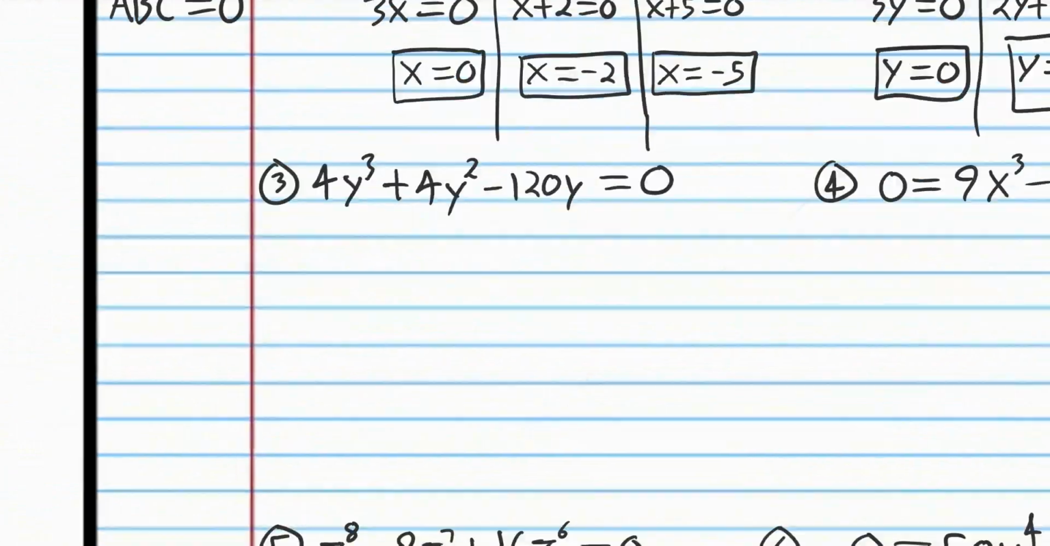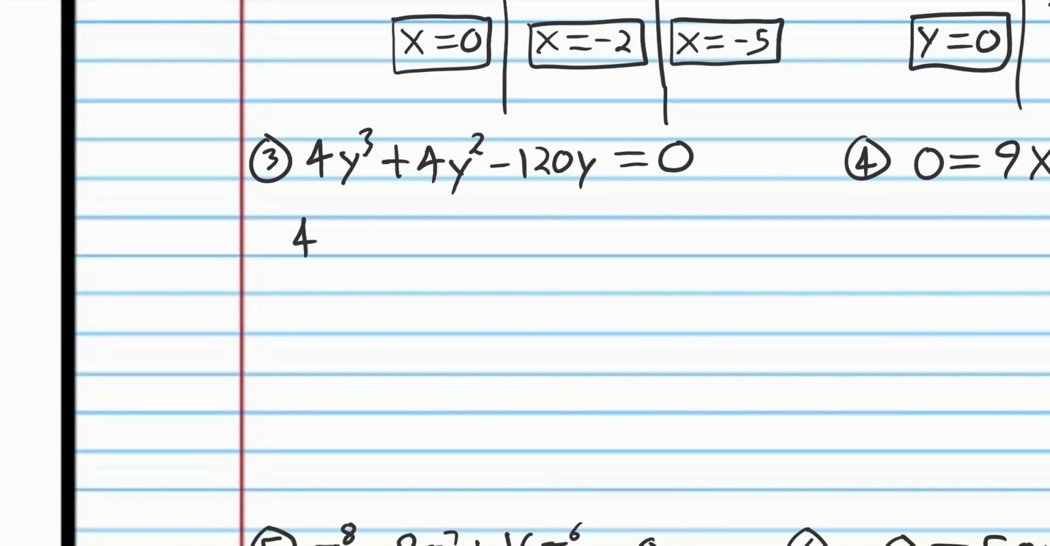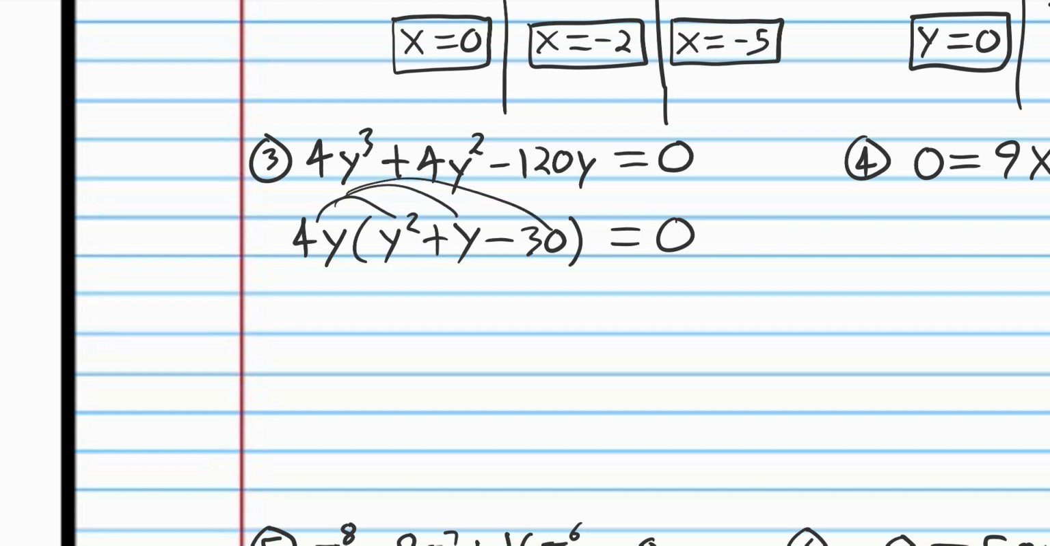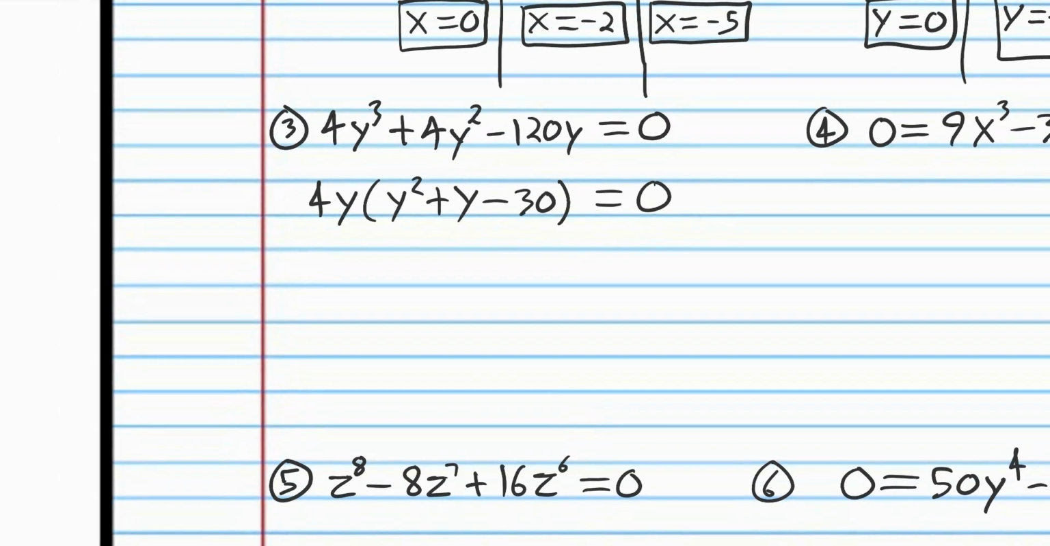All right, we're back. So the greatest common factor is 4y. And 120 divided by 4 is 30. So again, to check this, you just multiply back. 4y times y squared is 4y cubed. 4y times y is 4y squared. And 4y times negative 30 is negative 120y. So I know that my factorization was correct.